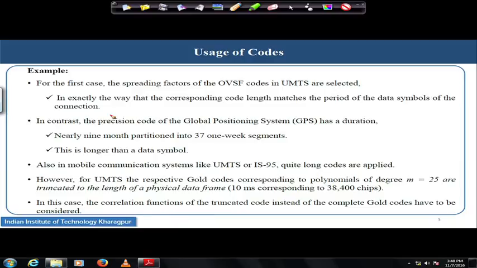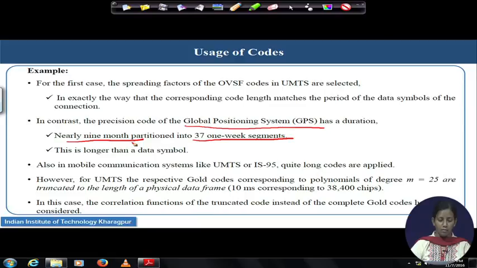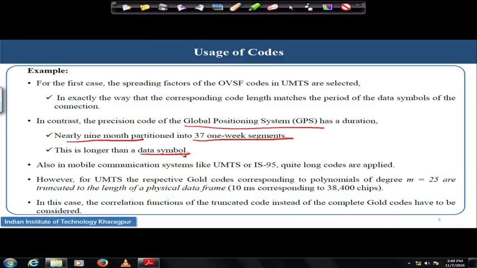In contrast, the precision code that we use in the global positioning system has a total period of 9 months, which we have partitioned into 37 1-week segments, and which is far longer than the duration of a data symbol. This was necessary because it is a precision that you are asking for in the localization in GPS. We do not want anybody to hack the codes, and that is why the length of the codes is chosen so long. And we understand that if you have nonlinear codes as well as a very long duration code, it will be very hard to crack the code.